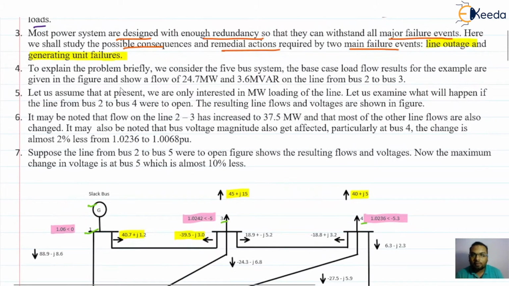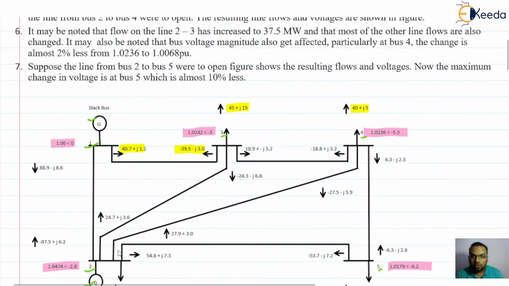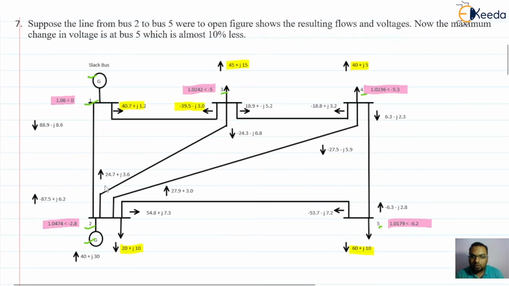It shows the flow of 24.7 megawatt and 3.6 MVAR on the line from bus 2 to 3. From bus 2 to 3, the flow is 24.7 megawatt and 3.6 MVAR. That is nothing but the reactive power, and the real power is 24.7.